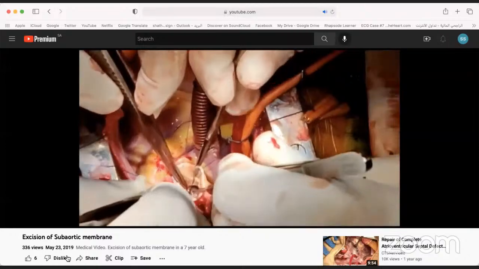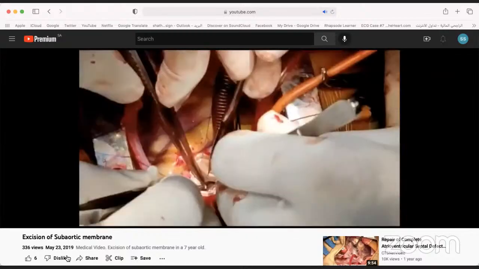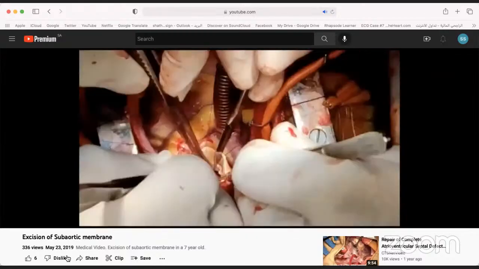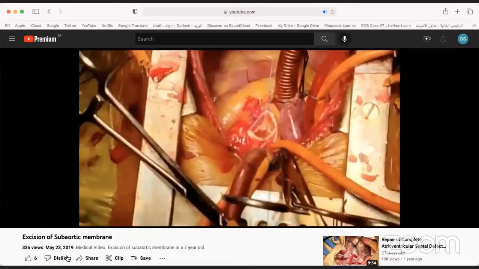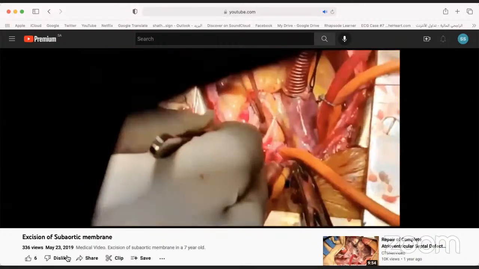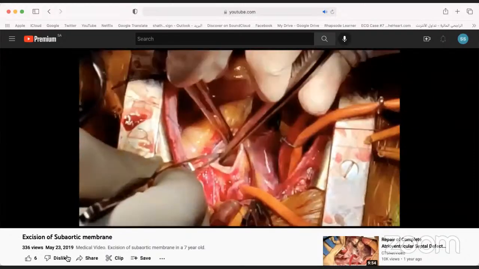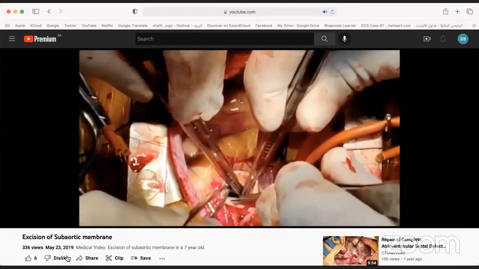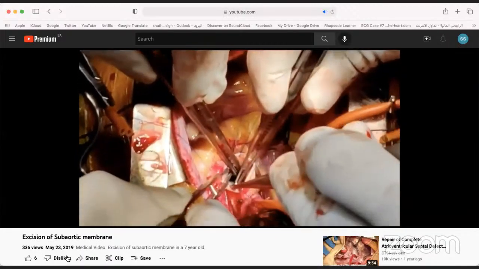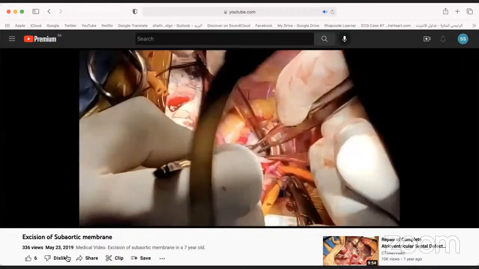It is very important to do a reasonably bold cut to remove this scarring fibrous tissue, because any inadequate resection will give you residual subaortic stenosis. So most of the tissue has been removed now, mainly from the RCC towards the LCC. When you get closer to the LCC, you have to be watchful that you're not encroaching onto the anterior mitral leaflet.